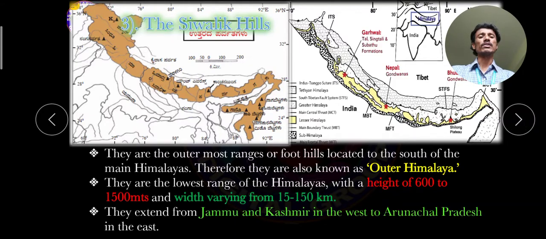Shivalik hills extend from Jammu and Kashmir in the west. So this is, dear students, Jammu and Kashmir. They extend from Jammu and Kashmir in the west to Arunachal Pradesh in the east.